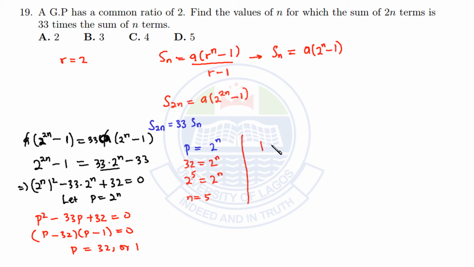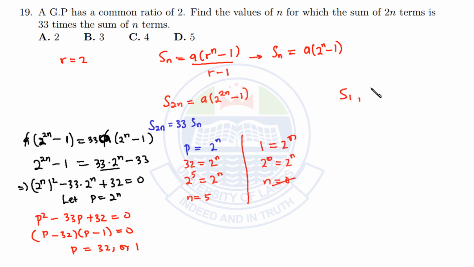And also if your p is 1, that means I will have 1 equals 2 raised to power n. That means I have 2 raised to power 0 equals 2 raised to power n. That means n is 0. But don't forget that your number of terms cannot be 0. You can't count something from 0, 1. Doesn't really make sense. So we don't take 0 as number of terms.